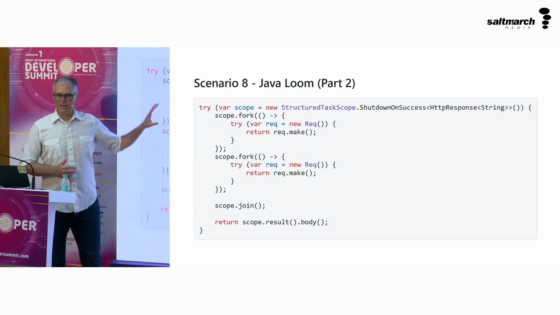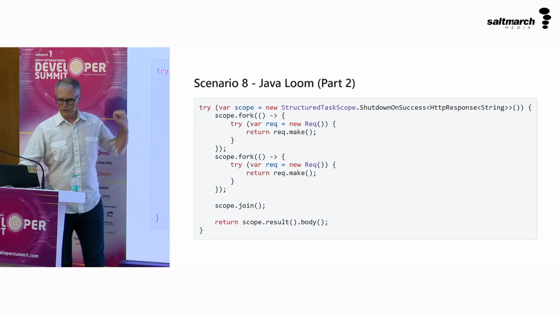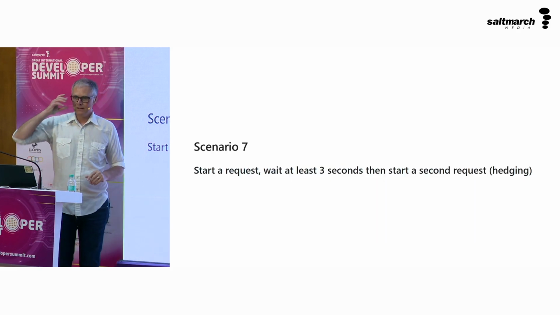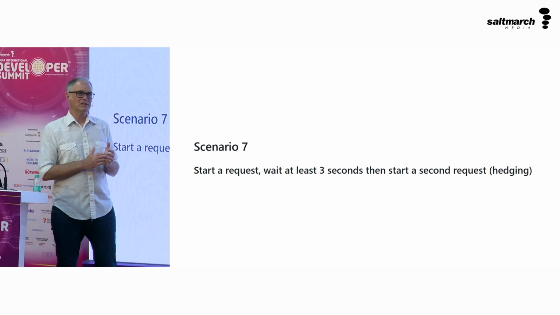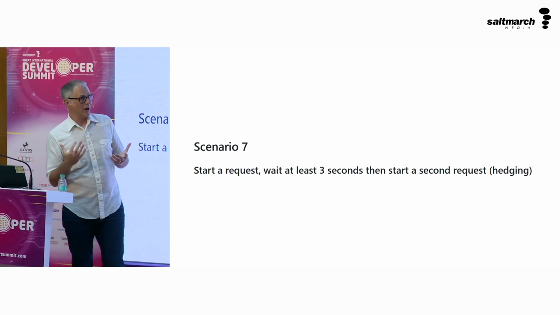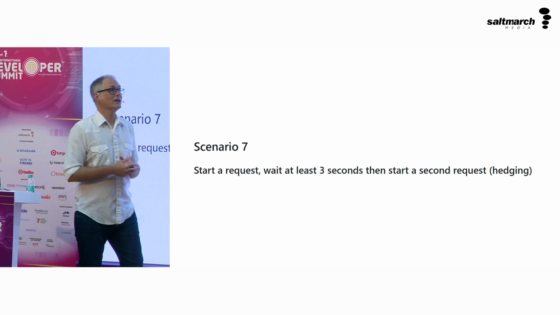So questions about that one, scenario 8? Okay. So resource management, great. We can make it happen in different ways. Okay. Save the best for last, which has come up a few times, which is hedging. So scenario 7 is one where we do something more practical with a race, which is called a hedge.